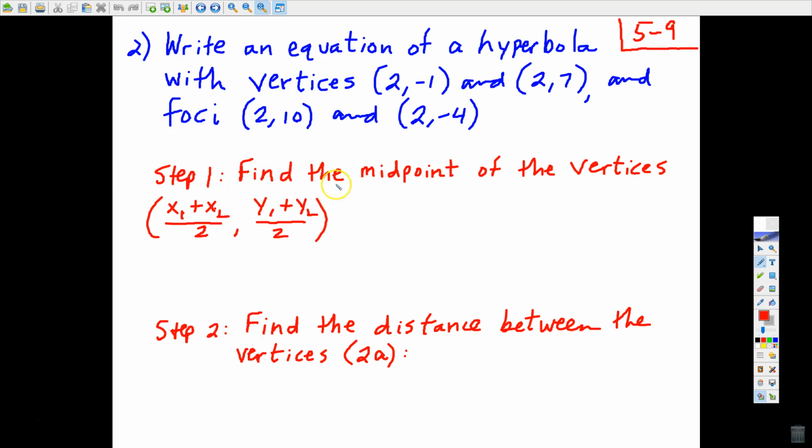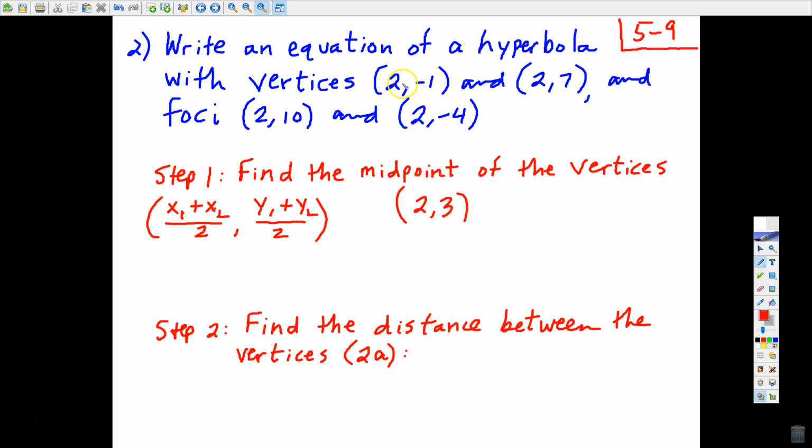All right, so the first thing I'm going to do, this is called the midpoint formula. I'm going to find the midpoint of the vertices that are given. If you take the two x's and add them together divided by 2, you're going to get an x-coordinate of 2 for the midpoint. If you add the two y's together, -1 plus 7 is 6, and 6 divided by 2 is 3. So the midpoint of the vertices, for a hyperbola, is also what we would think of for an ellipse as being the center.